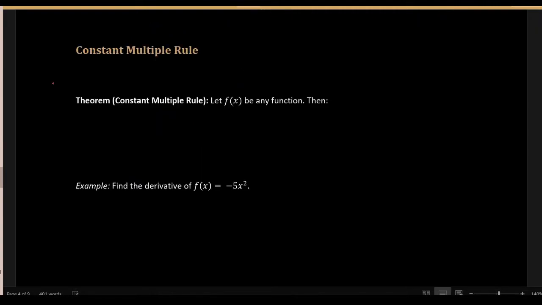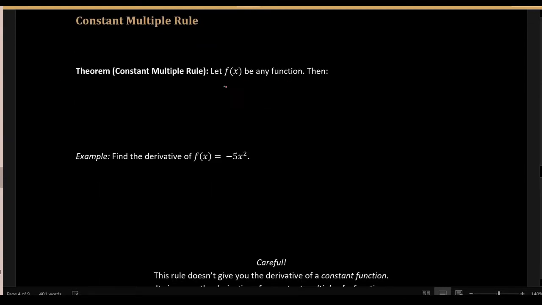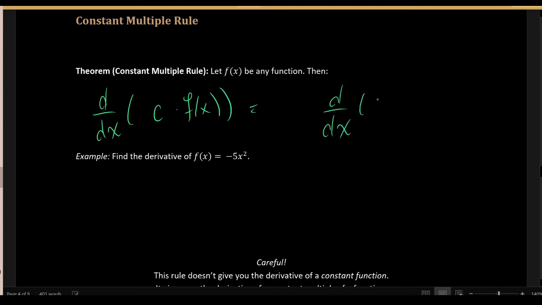Now let's introduce one more rule to slightly expand the variety of functions whose derivative we can calculate. The constant multiple rule says that if f of x is any function, and you want to find the derivative of not f of x, but of some number times f of x, you can do that by taking the derivative of the function without the constant and then multiplying the constant afterward.